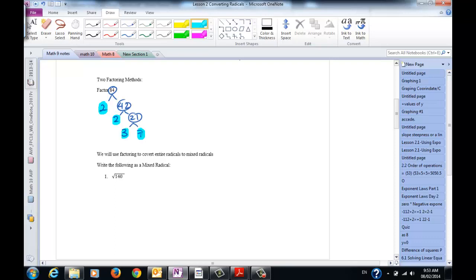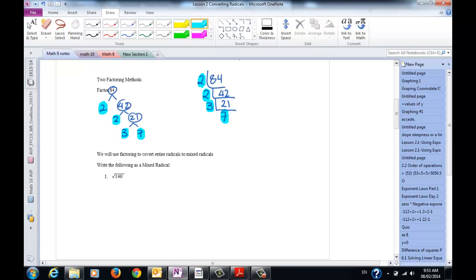You might also do the ladder method. If you start off with 84, you can divide 84 by 2, and you get 42. Divide 42 by 2, and we get 21. And 21 is divisible by 3 and 7. And then these are all of my prime factors, or my leaves. So we're going to need to use one of our two factoring methods to simplify radicals into their exact form.